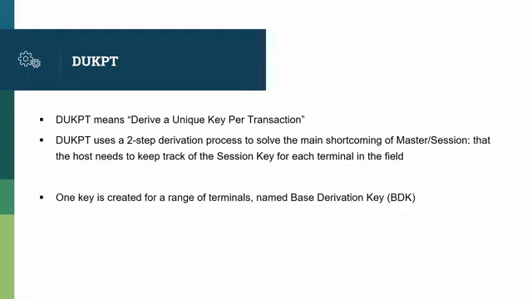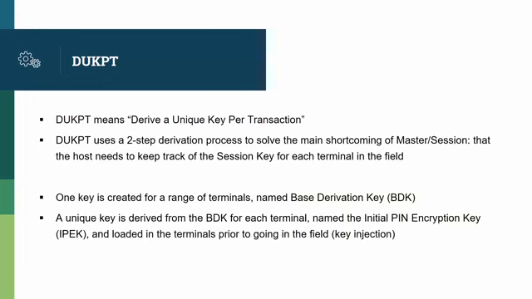The way DUKPT works is that one key is created by the acquirer for a range of terminals. That key is named the base derivation key, or BDK. And you will see that it is the only key that the acquirer needs to keep a record of. Before leaving the acquirer's premises, before they are given to merchants, a unique key is derived from the BDK for each terminal. That terminal key is named the initial PIN encryption key, or IPEK, and it is loaded in the terminal during a process called key injection.